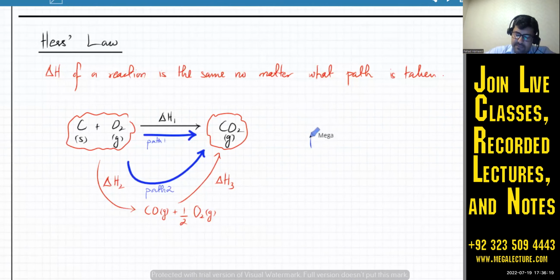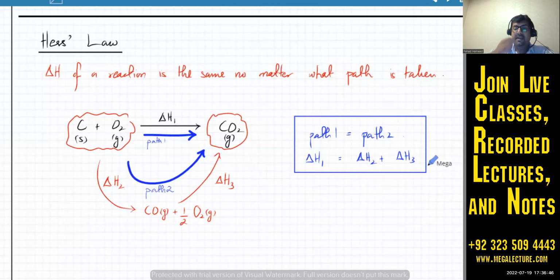So I can come up with a relationship. Path 1 equals path number 2. Path 1 has this energy change, it's delta H1. So path 2 is delta H2 plus delta H3. What I've got over here is a relationship now between the different enthalpy changes, delta H1, delta H2, delta H3. That means all 3 enthalpy changes of 3 separate reactions are basically interlinked with each other. They have a relationship with each other. Delta H1 is equal to delta H2 plus delta H3.